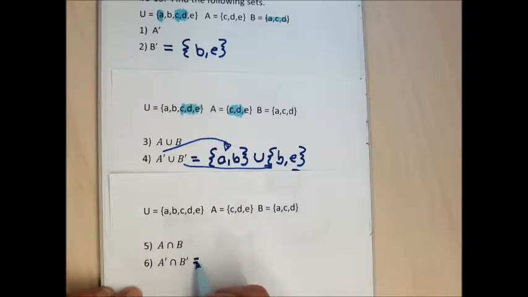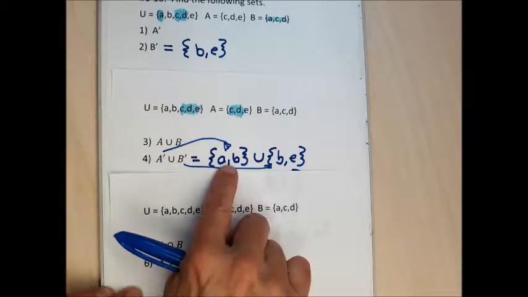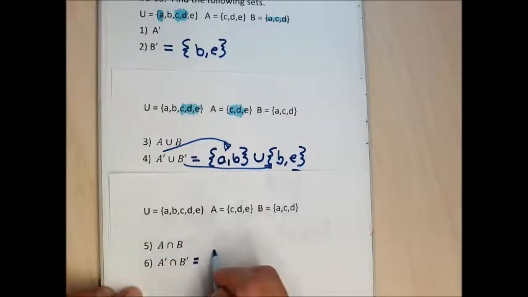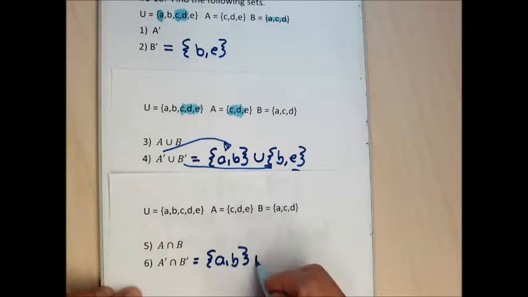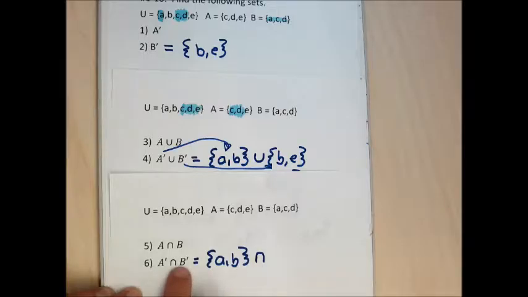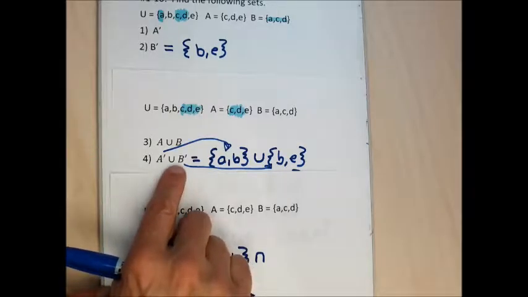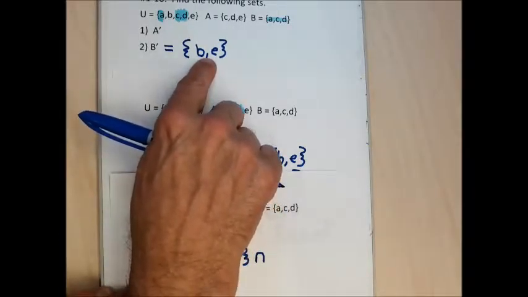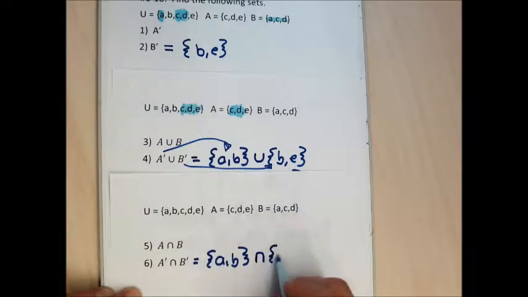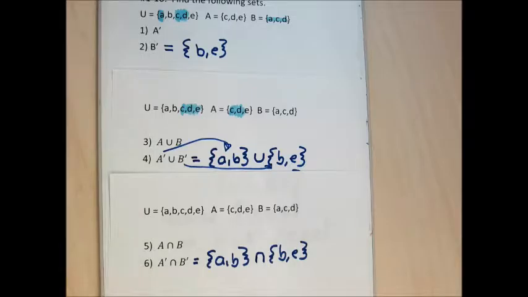So as I go to do my work here, I'm going to figure out A complement first. A complement is the set that I figured out in problem 4, which is the set that contains the letters A and B. I'm going to keep this intersection symbol, and after this intersection symbol, I'm going to write what B complement is, and I figured out B complement had the letters B and E. And now I'm going to intersect these two sets.